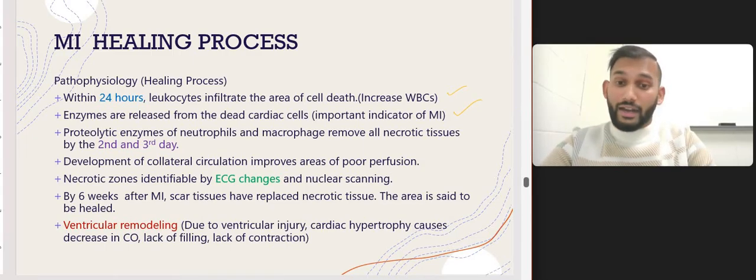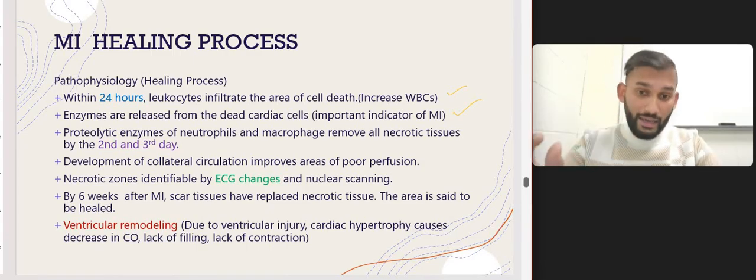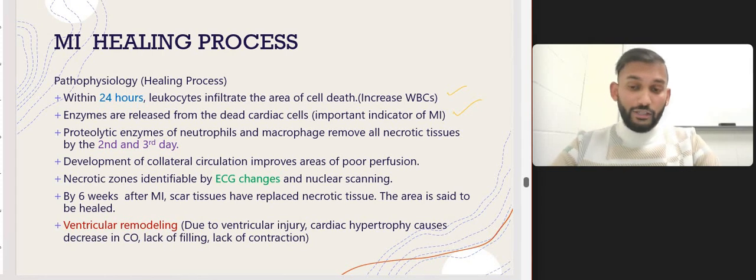So with the cardiac cells, when they start to die, that's when troponin is released. So high troponin means high death of the cardiac cells. Proteolytic enzymes, or the neutrophils and the macrophages, remove all the dead cells on day 2 and 3. That's the time when we have to get rid of those dead cells from there.